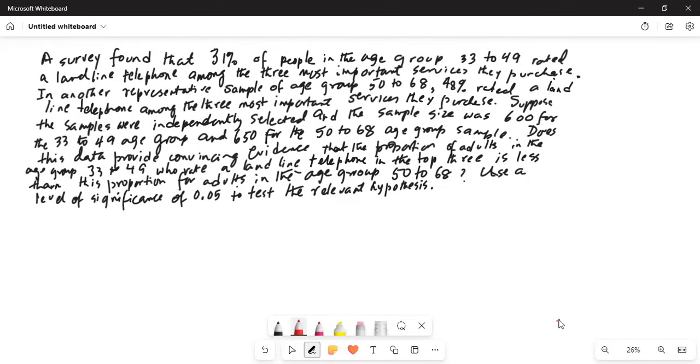Does this data provide convincing evidence that the proportion of adults in the age group 33 to 49 who rate a landline telephone in the top three is less than the proportion of adults in the age group 50 to 68? Use a level of significance of 0.05 to test the relevant hypothesis. So let's get started on this. Solution.